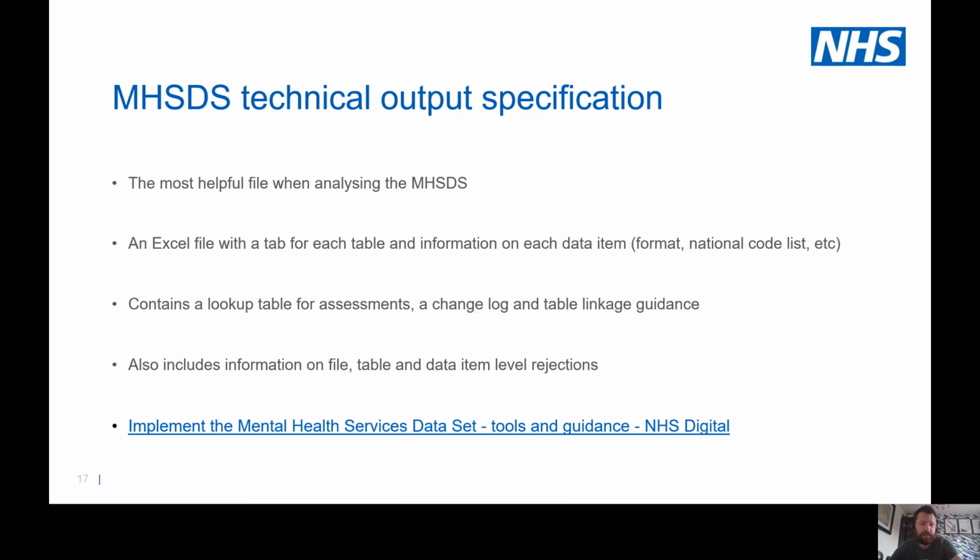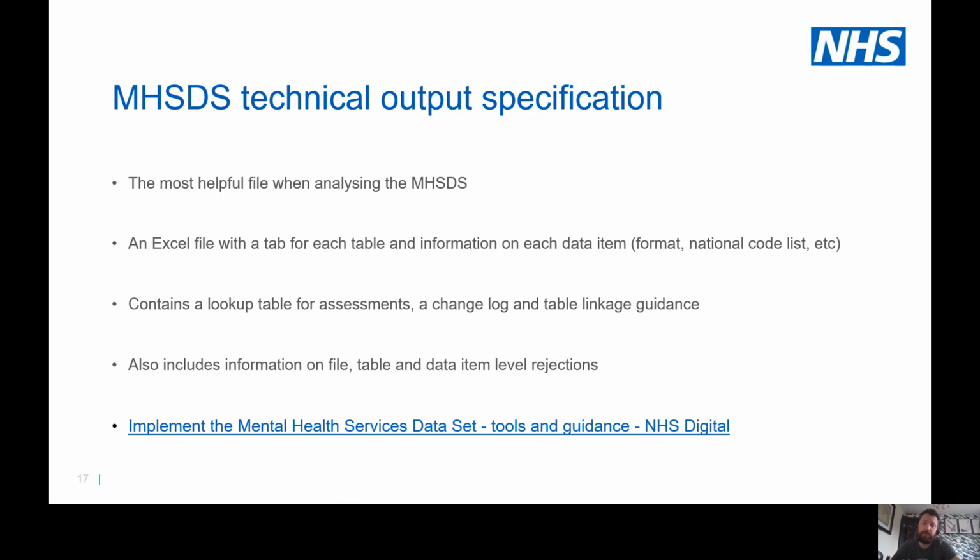MHSDS technical output specification. It's an Excel file which has a tab for each table and information on each data item. So its format, if there's a national code list, the options there, along with any validations and exclusions that are applied when the data is first submitted to the SDCS portal, NHS Digital. It also contains a lookup table for assessments, a change log, so you can see when data items were added or removed from the MHSDS, and table linkage guidance as well.